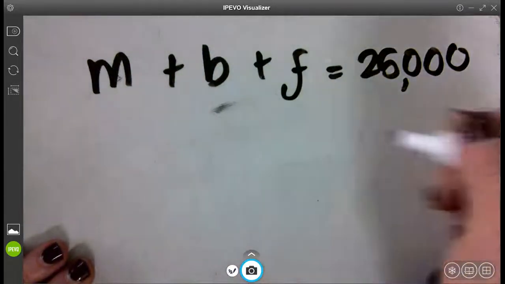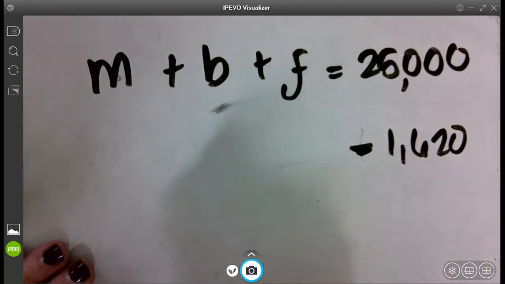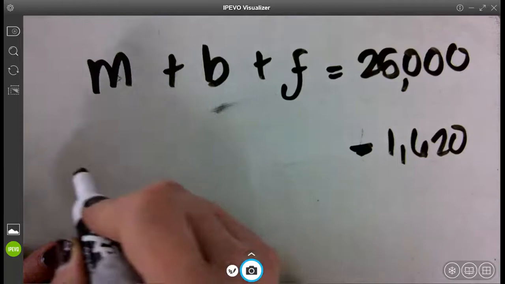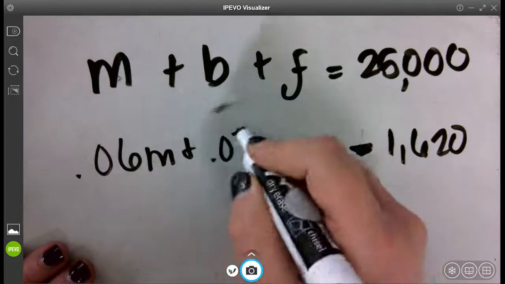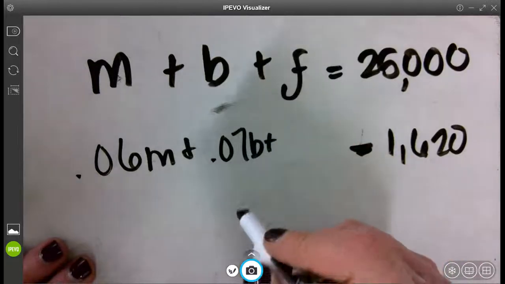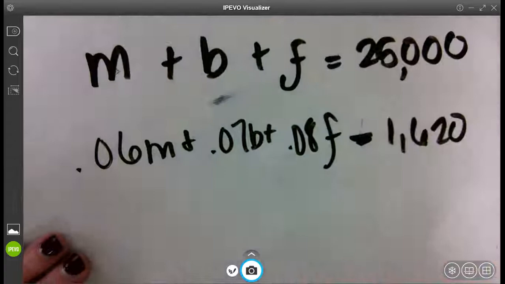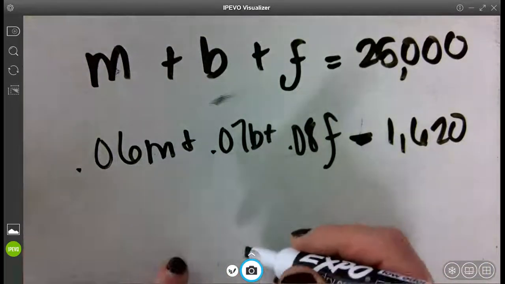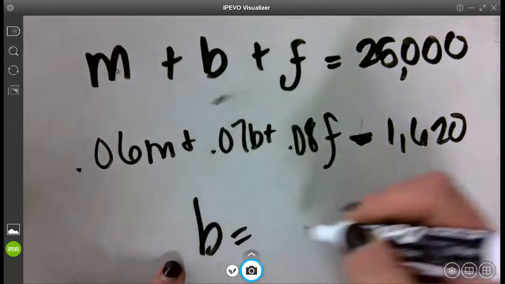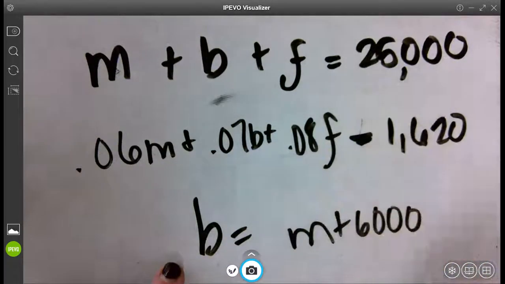After 1 year, he received a total of $1,620 in simple interest from 3 investments. The money market paid 6%, the bonds paid 7%, and the mutual fund was 8%. There was $6,000 more invested in bonds than mutual funds. So if I have bonds, $6,000 more is needed to get there from the mutual funds.